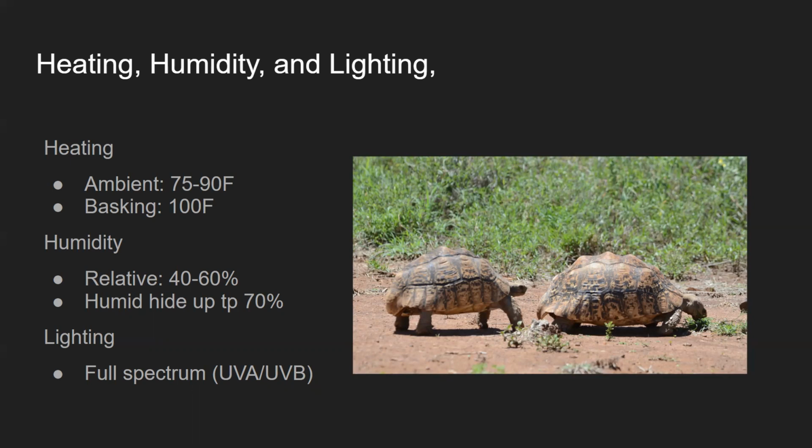Right, lighting, you absolutely need to have that full spectrum lighting, UVA, UVB. If tortoises do not have that, they can also get shell deformities and that metabolic bone disease. They can have soft spots in their shell, so it's definitely not good.